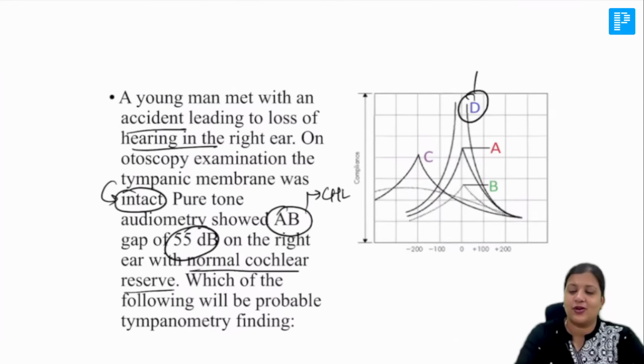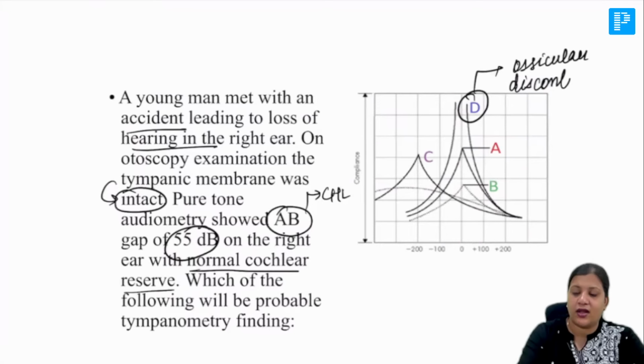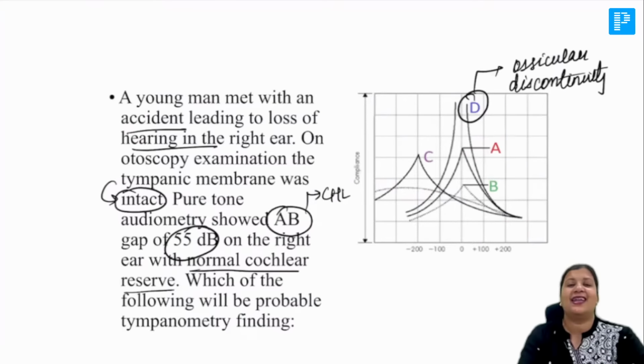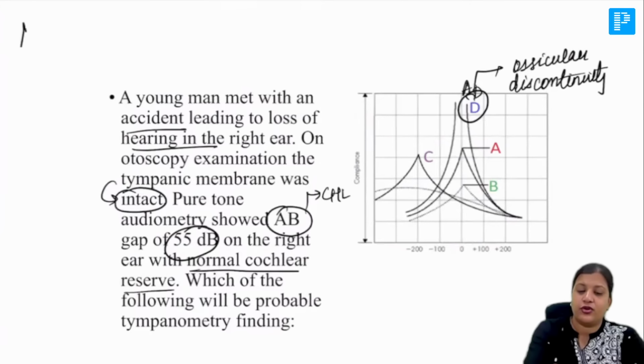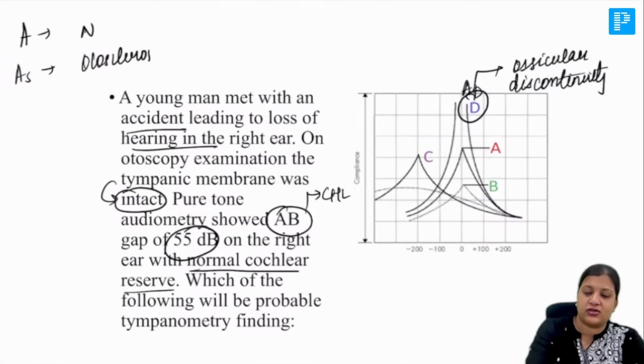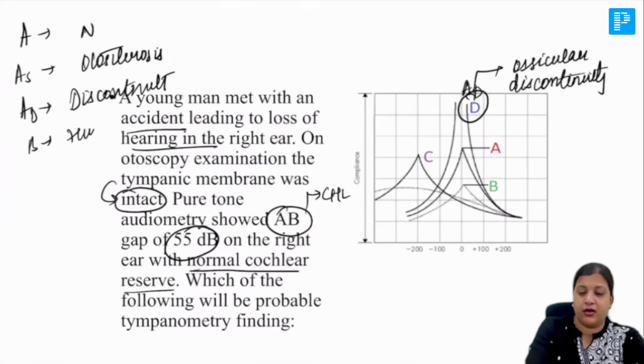Yes, it could be because of ossicular discontinuity. And if there is ossicular discontinuity, what type of graph will you get? You'll get an Ad type of graph, given in option D. Got it? Very good. Let's just do the revision. Where would you get A? It is seen in normal. As is seen in otosclerosis or tympanosclerosis. Ad is seen in discontinuity of ossicles. B type of graph is seen whenever you have fluid in the middle ear, and C type of graph whenever there is negative pressure in the middle ear.